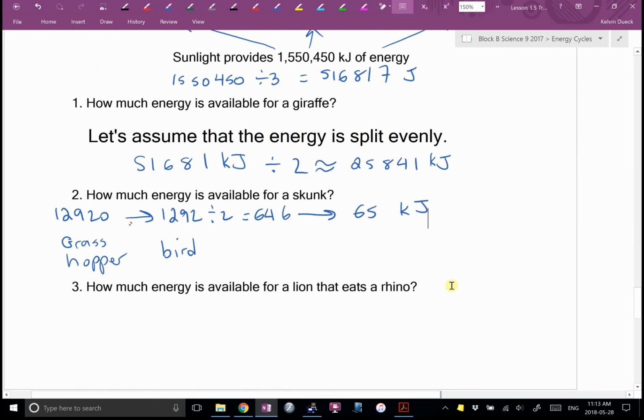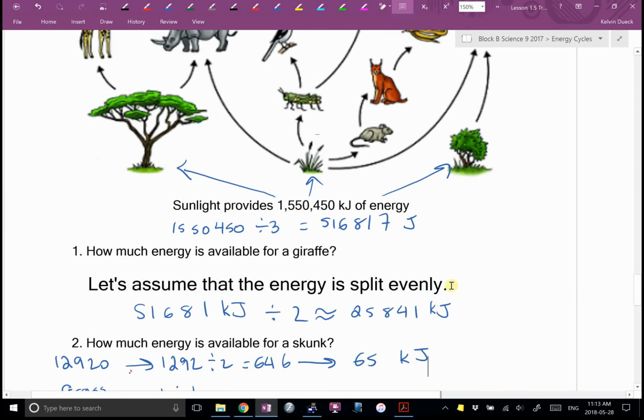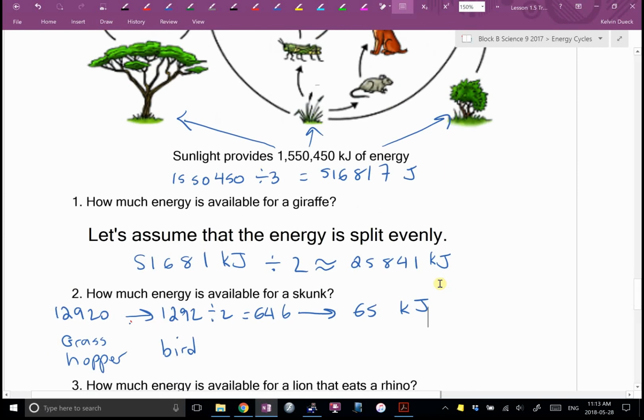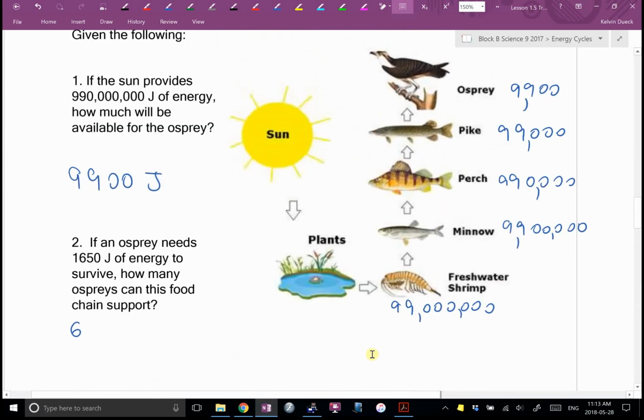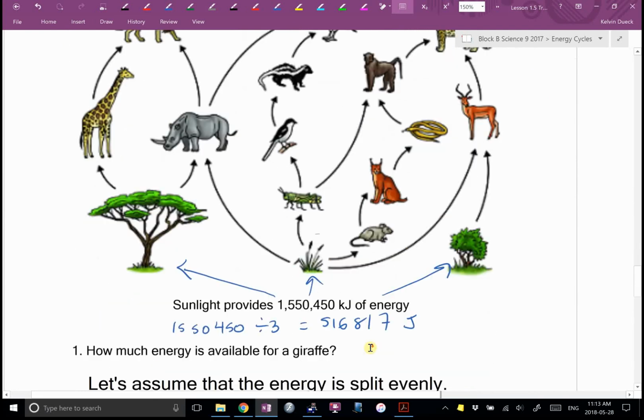How much energy is available for a lion that eats a rhino? So you can see, I'm not going to give you any more of this stuff. In fact, we're not going to bother doing this. This is a little more convoluted than I planned. I'm going to be asking, though, I hope, Brooklyn, you can follow these ones here, the single chain ones. Okay, so I have some homework for you to practice.